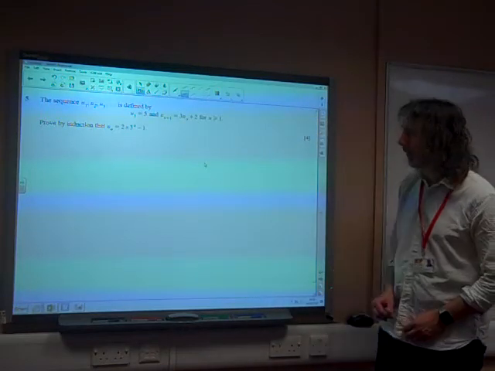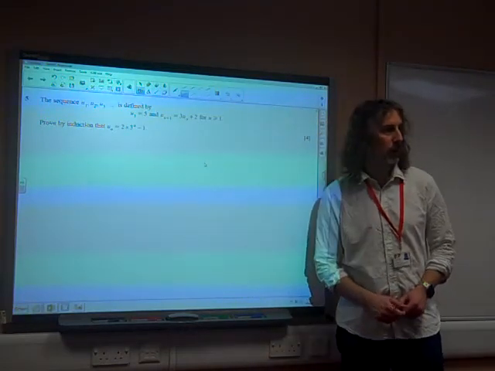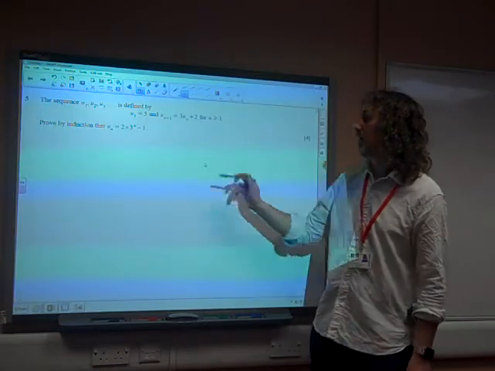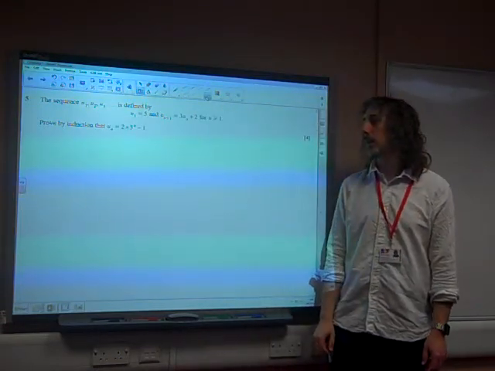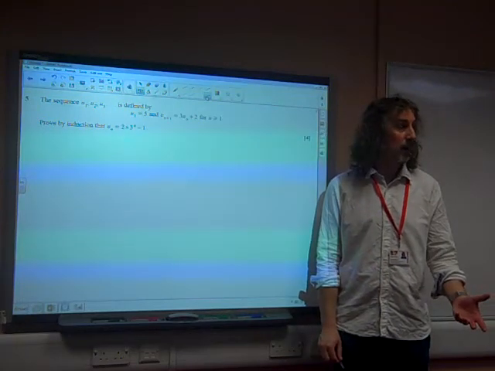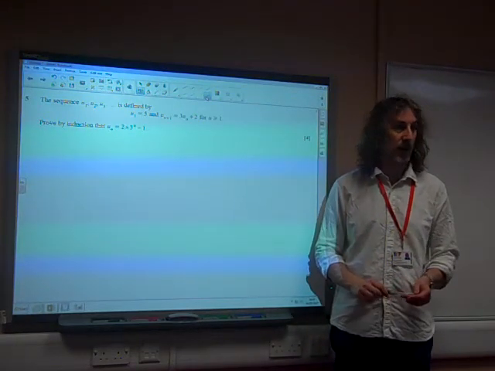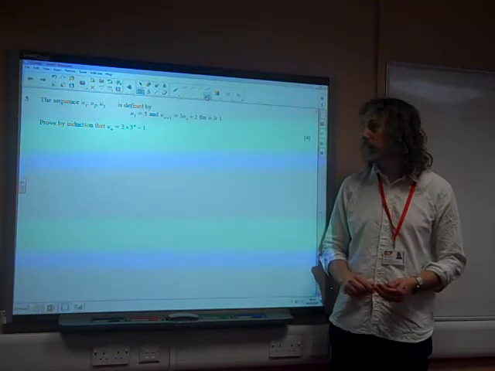Gosh. So, proof by induction, question 5. The sequence U1, U2, U3 is defined by this expression here. Prove by induction that Un is 2 times 3 to the n minus 1. We did okay with this. The places where this went wrong were people forgetting what proof by induction means, really.